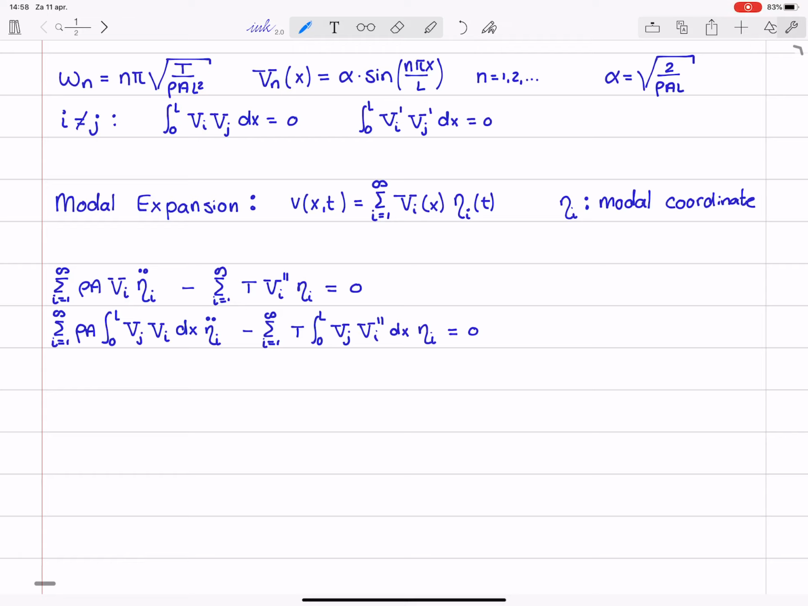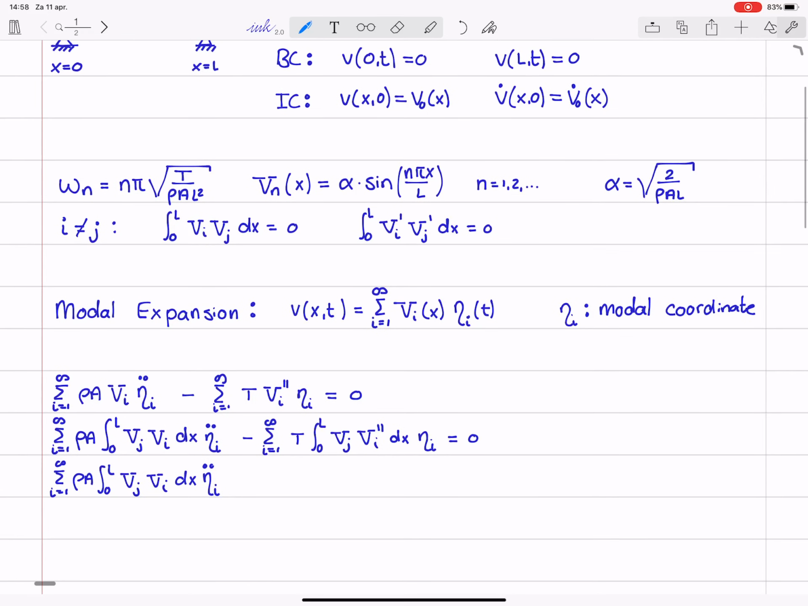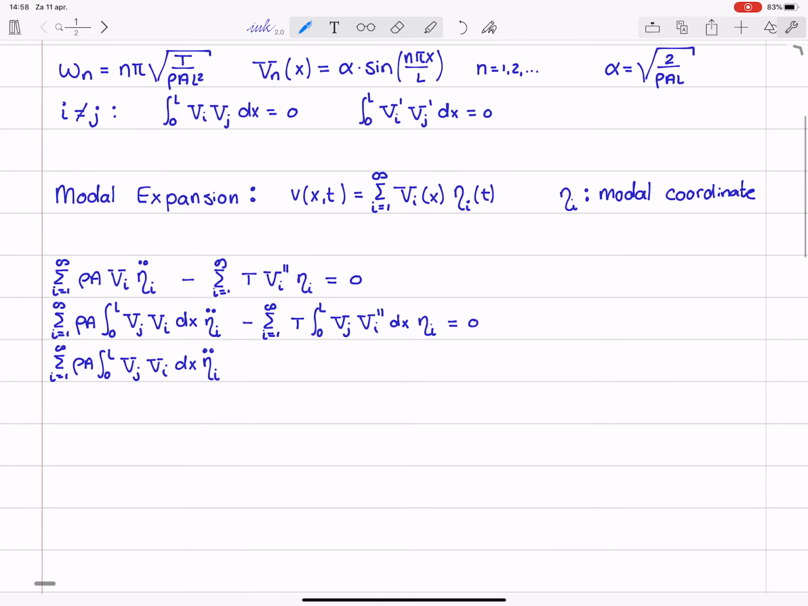Now this second integral I will manipulate using integration by parts. The first term I will just write down again quickly, so that stays the same. We have Vj, Vi, dx, eta i double dot. And now if we do integration by parts and apply the boundary conditions that Vj is 0 at 0 and L, then using this integration by parts, we can rewrite it to plus the infinite sum of T, and then we have the integral of Vj prime, Vi prime, dx times eta i. I did the same integration by parts in the previous lecture.